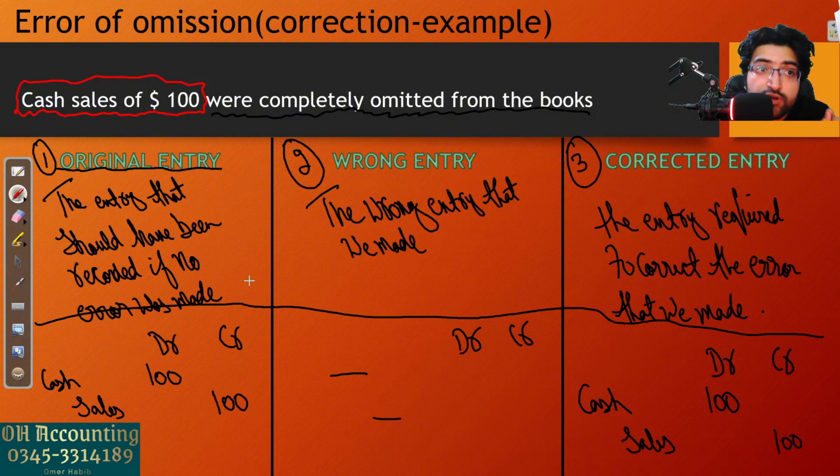So remember, for error of omission, the original entry is always the corrected entry as well because there was no wrong entry made. So there's no need to correct anything. You just make the entry now when you have discovered the error. Okay, when you know about the error, you just make the entry now and then we are done. We have corrected the mistake of not recording the entry in our books. You will get a better understanding of this column in the coming errors. In this error, we do not require this column, so it might be confusing, but it will be clear when I move on to the next error.